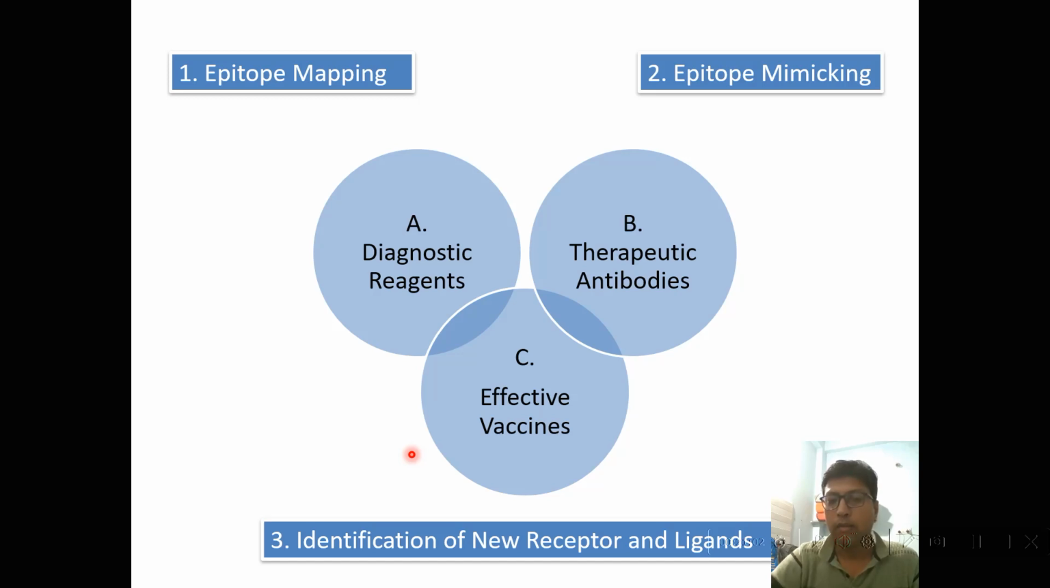So what are the applications now? Coming to the applications of phage display technology, the applications are: first is epitope mapping, second is epitope mimicking, third is identification of new receptors and ligands, fourth is organ targeting, and fifth is the preparation of vaccines.